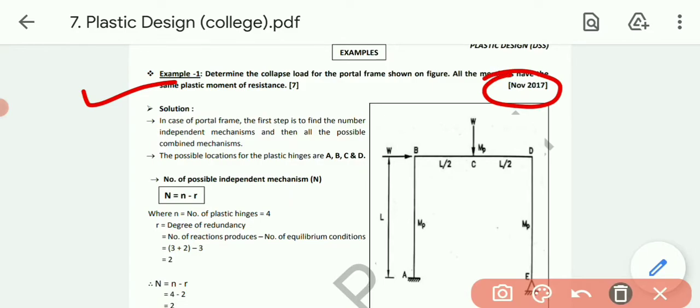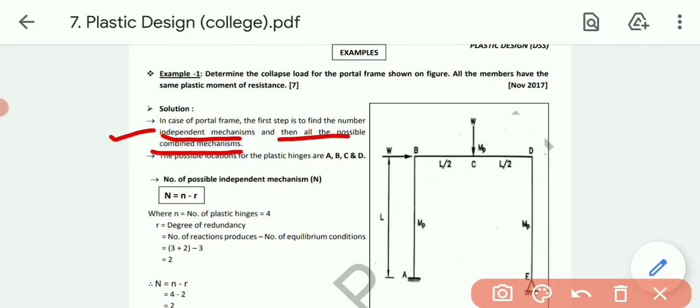Okay. Now, first of all, in the case of the portal frame, the first step is to find the number of independent mechanisms and then all the possible combined mechanisms. So first we need to calculate the number of independent mechanisms, and based on the number of mechanisms we will combine them. First, let's find at which points plastic hinges will be produced.